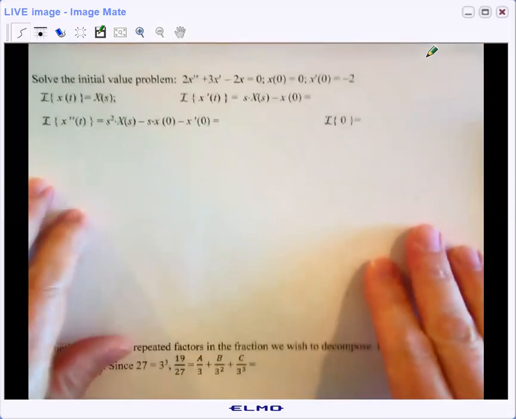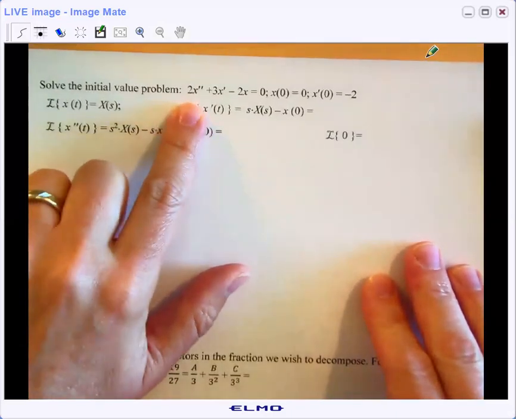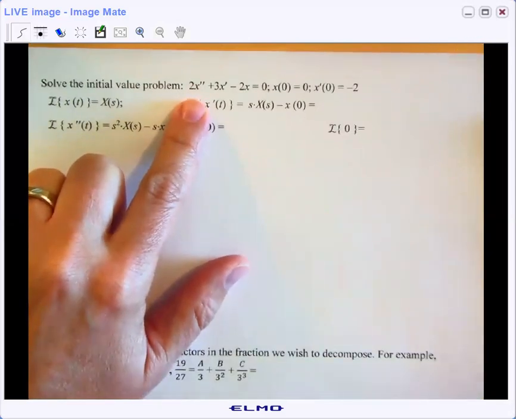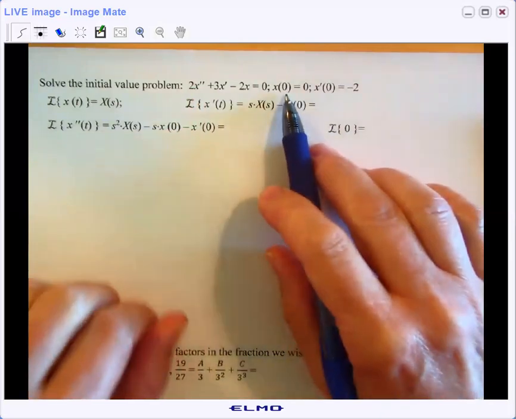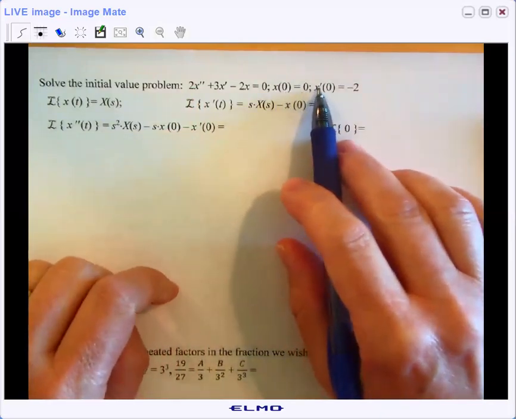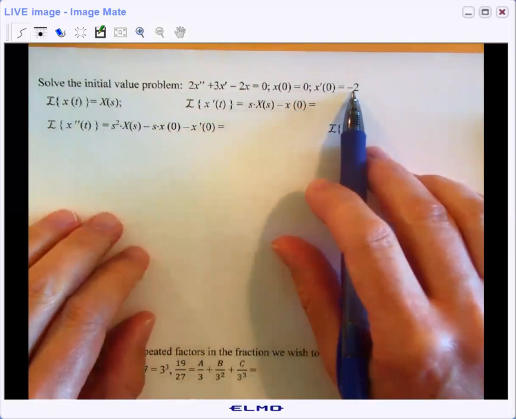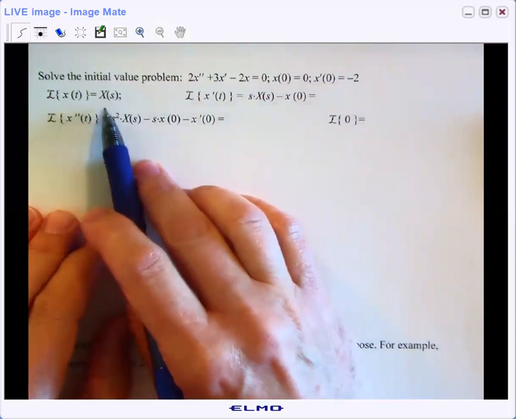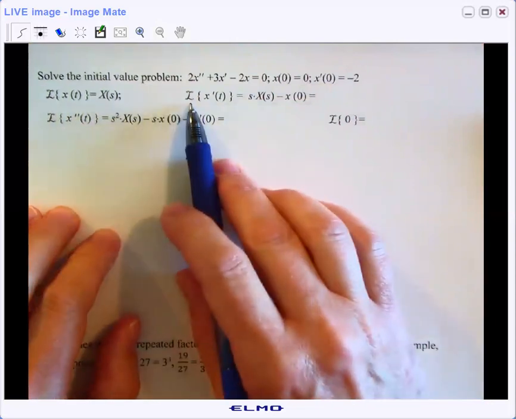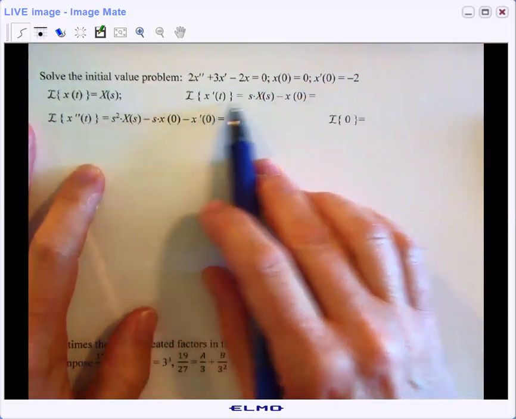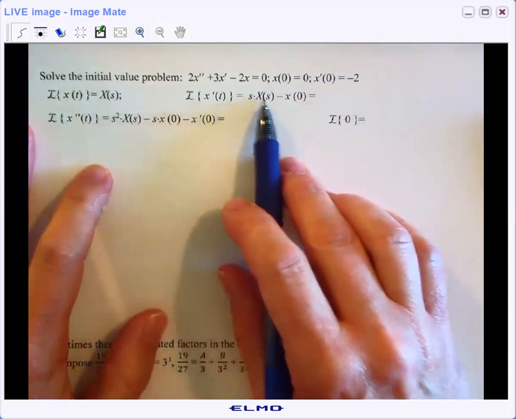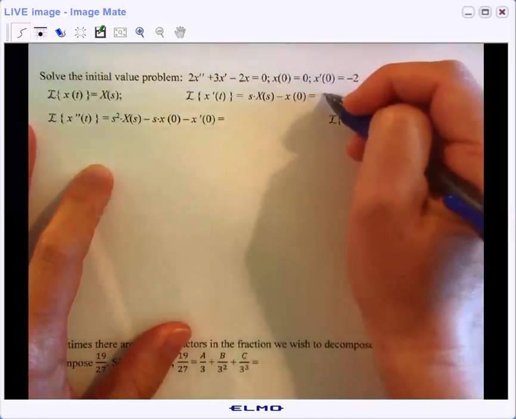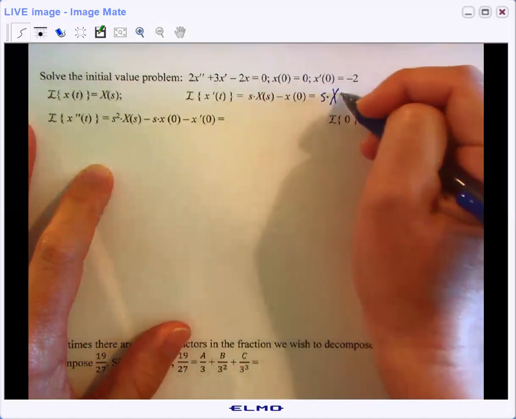So let's solve the initial value problem: 2x double prime plus 3x prime minus 2x equals 0. And we've got initial conditions of x of 0 is 0 and x prime of 0 is negative 2. And as a little bit of help, remember that the Laplace transform of x of t is capital X of s. Laplace transform of x prime of t is s capital X of s minus x of 0, which in this case is 0. So this just gives me s times capital X of s.